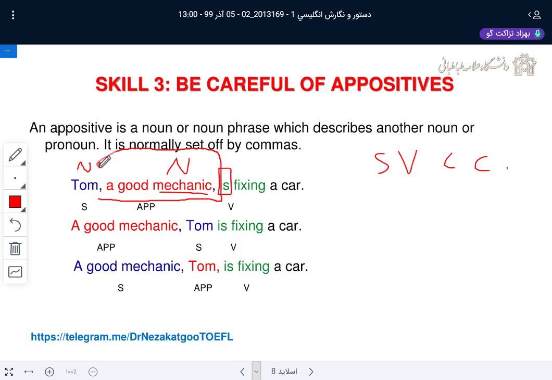Because an intervening element comes between the subject and the verb and identifies the subject, we call it an appositive. An appositive is a non-group. There is no verb form here. It is not a verb in an appositive.